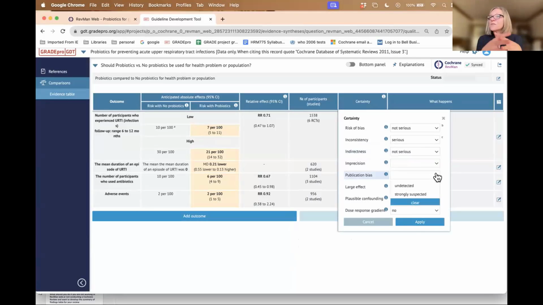Again, you would have to look at how comprehensive your search strategy was, whether you looked at individual registers for trials to see if those trials were published. You might be able to do a statistical analysis if you had more than 10 studies. But in this case, I'm going to choose that I didn't strongly suspect publication bias, but was undetected. I did a comprehensive search. I did look in the trial registries and everything was published. So let's move on to imprecision. We're going to do a brief imprecision here.